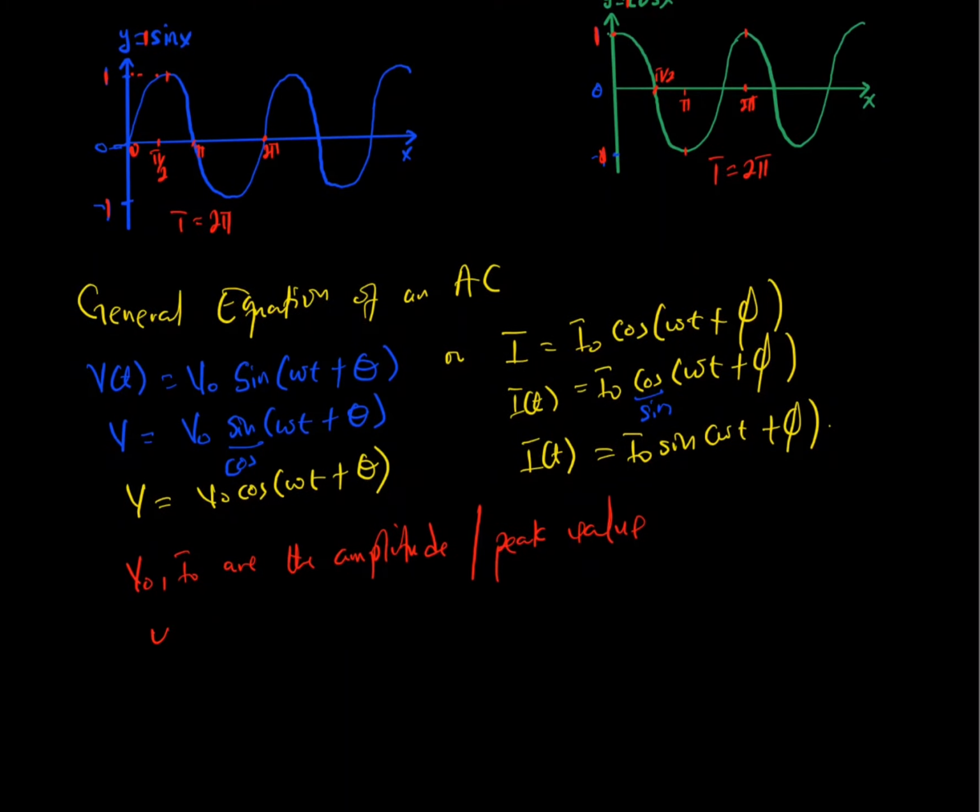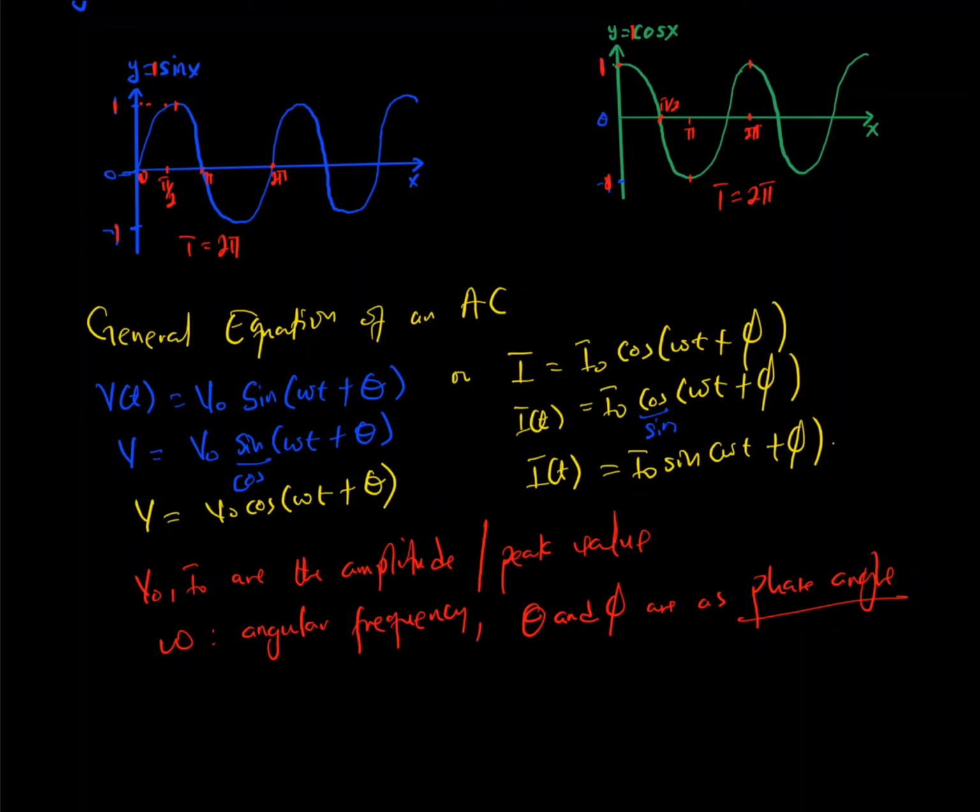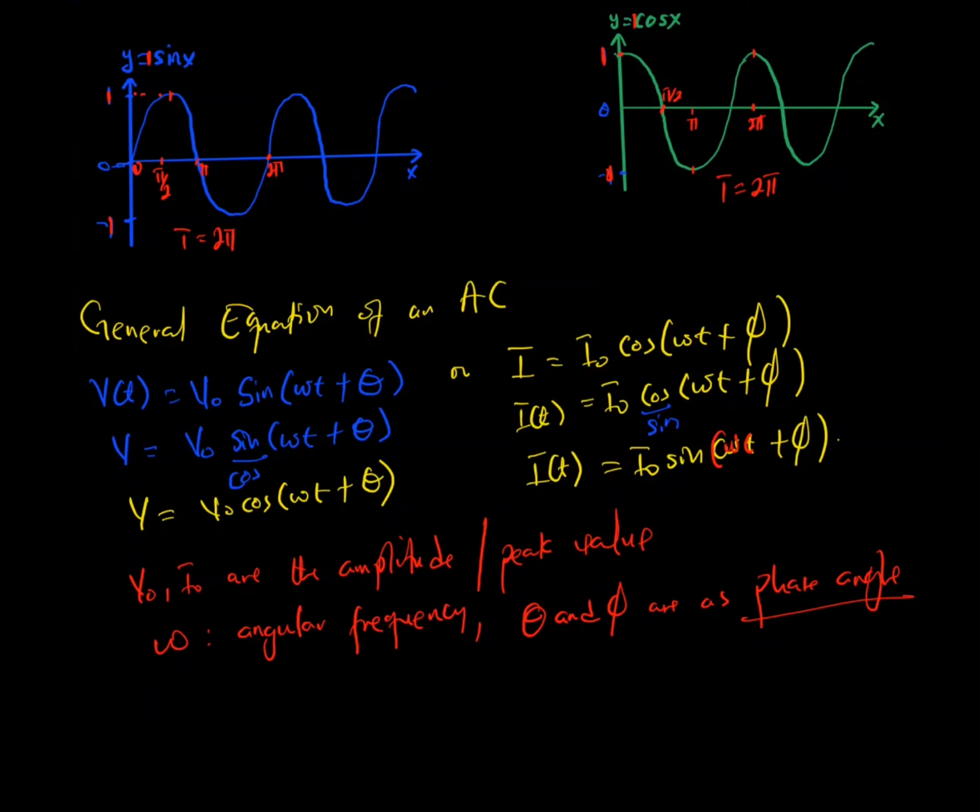Then we have omega here, which you know to be the angular frequency. Theta and phi are referred to as the phase angle. Here, the entire omega t plus phi or omega t plus theta are just arguments to the cosine and sine functions.